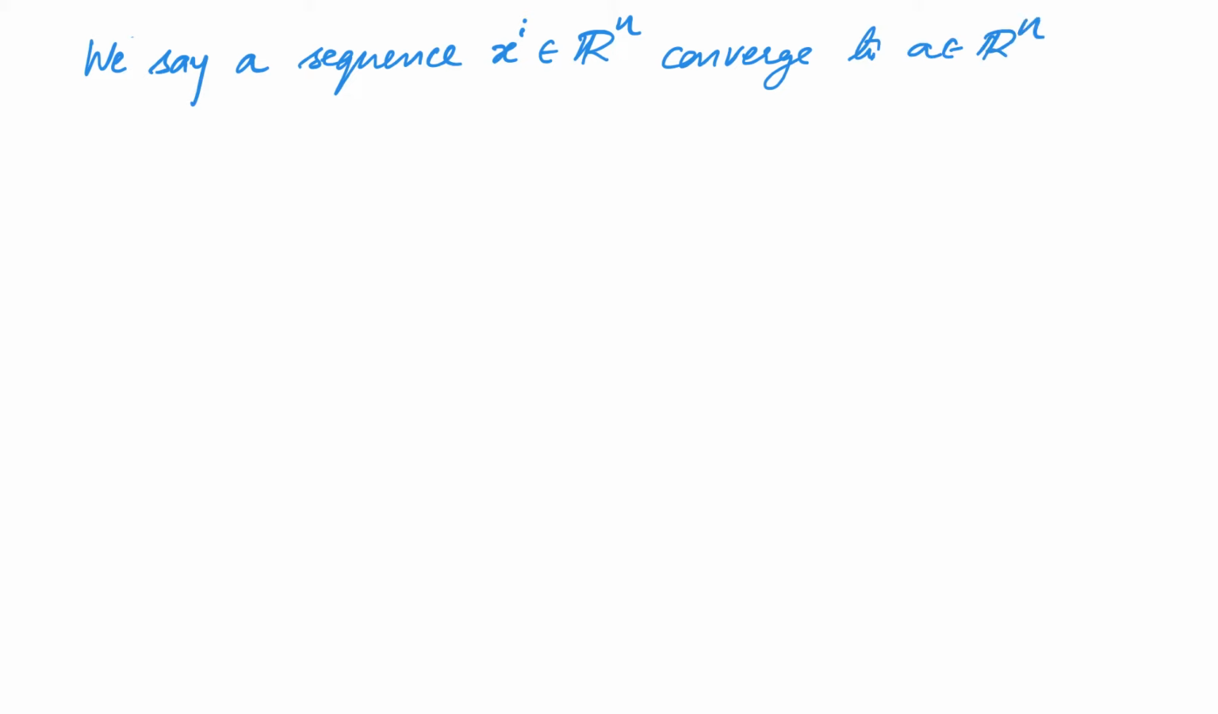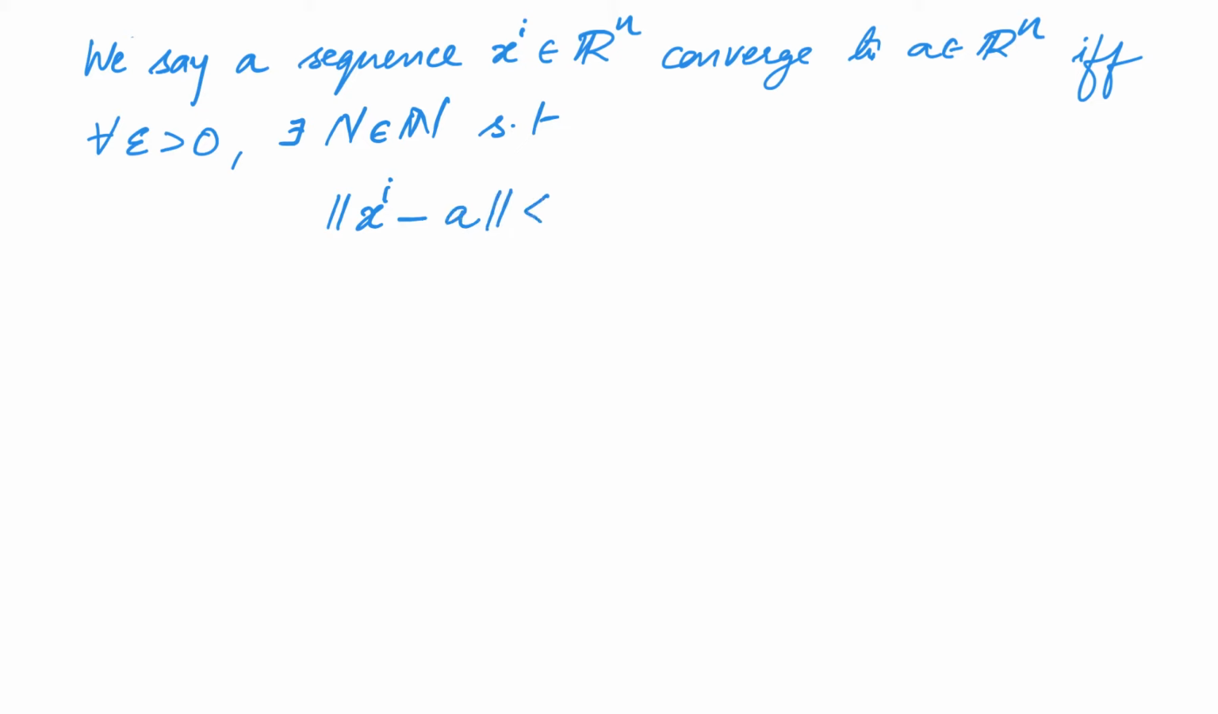The basic idea was that we want the elements of the sequence to be eventually as close as we want to a fixed point A. The proximity is captured using norm and the eventuality is captured by taking large values of i. So more precisely, we say a sequence xi in Rn converges to a point A in Rn if and only if for every epsilon greater than 0, we can find a natural number n such that norm of xi minus A is less than epsilon for all i greater than n.